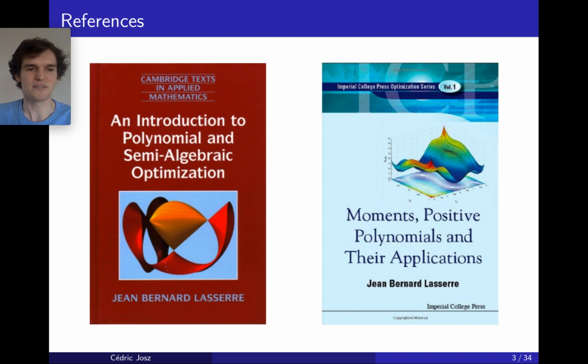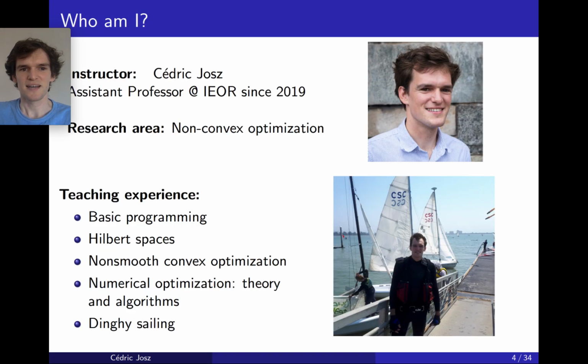There have been some nice references written on the subject, and for this course I would recommend these two. An Introduction to Polynomial and Semi-Algebraic Optimization is, I think, a very good way to start. And then if you want to delve more into the proofs, the other book on the right is a little bit more complete. I would recommend those.